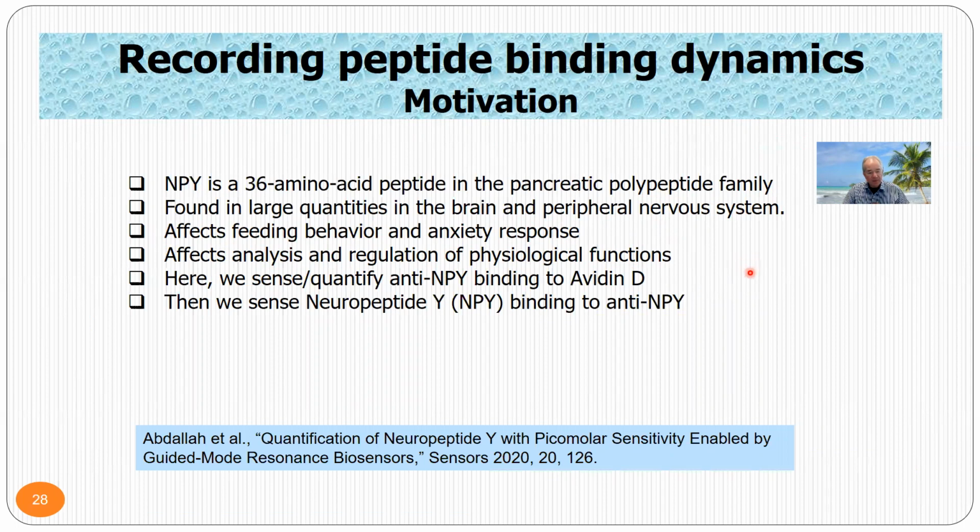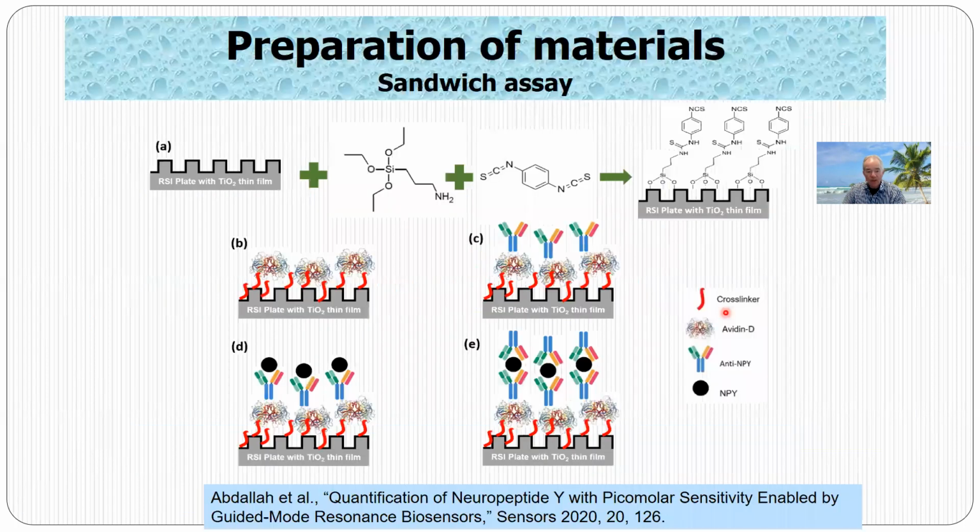Here in this experiment, we sense and quantify anti-NPY binding to avidin D, and then neuropeptide Y binding to anti-NPY using a sandwich approach. And so the devil is always in the chemistry.